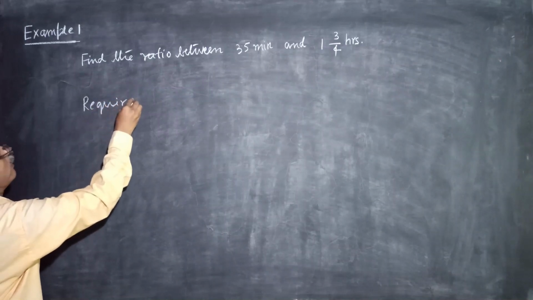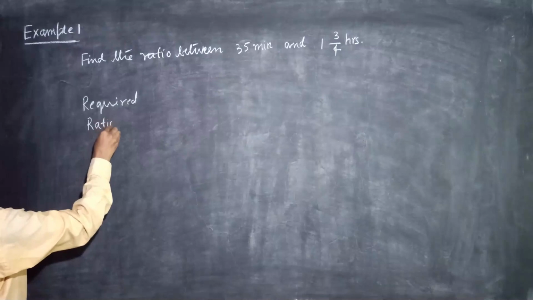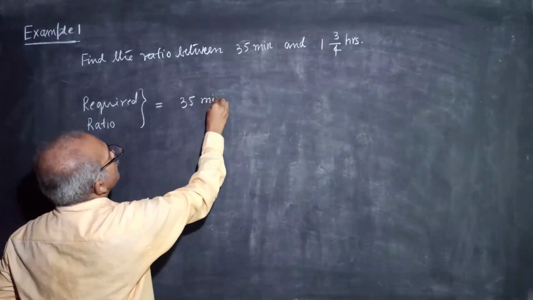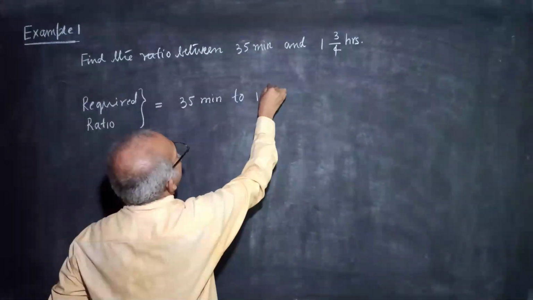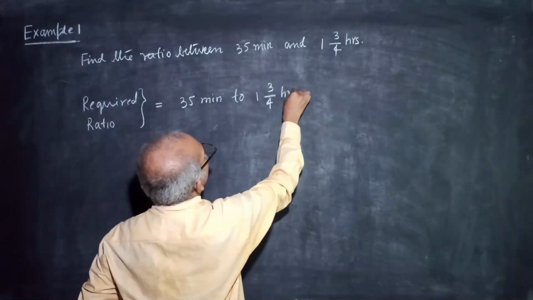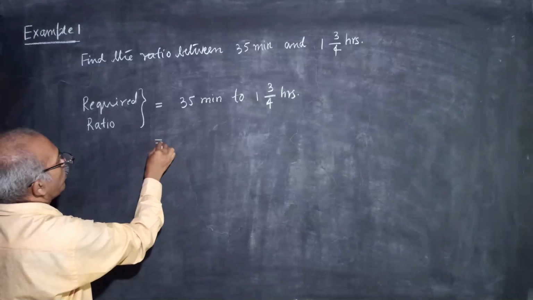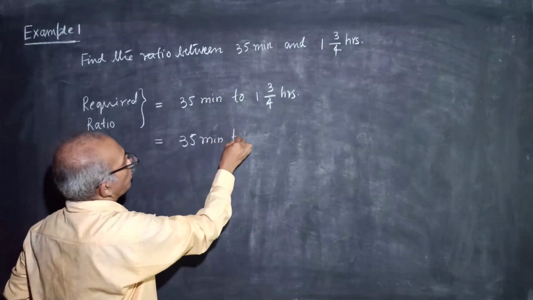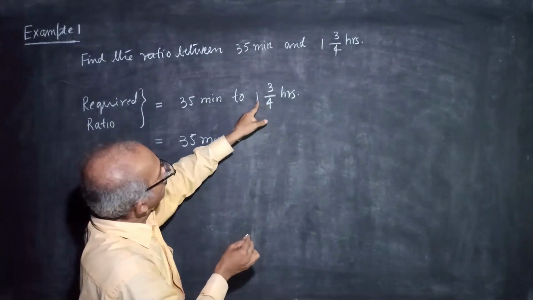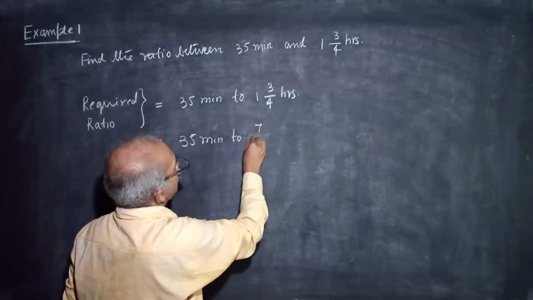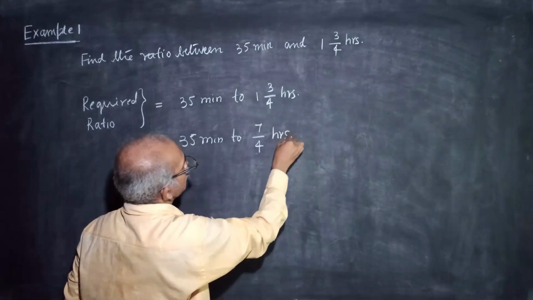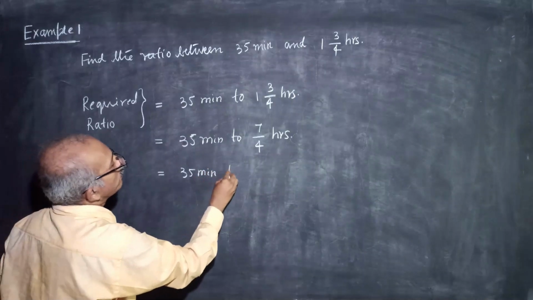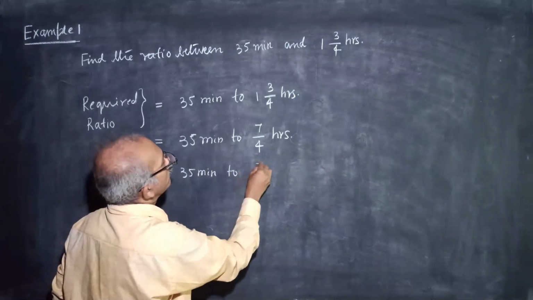Required ratio is equal to 35 minutes to 1 and 3/4 hours, which is equal to 35 minutes to, this is a mixed fraction, 4 into 1 is 4, 4 plus 3 is 7, so 7/4 hours, which is equal to 35 minutes to 7/4.